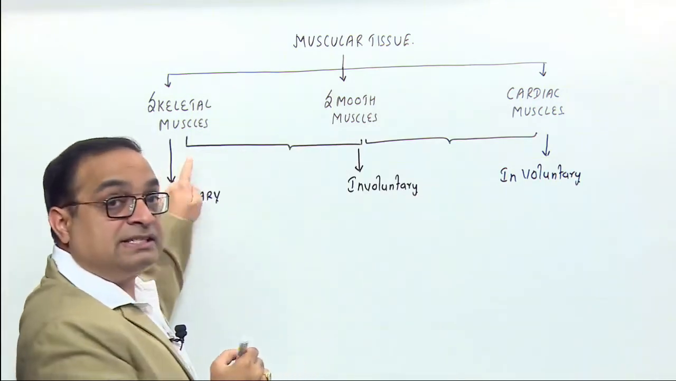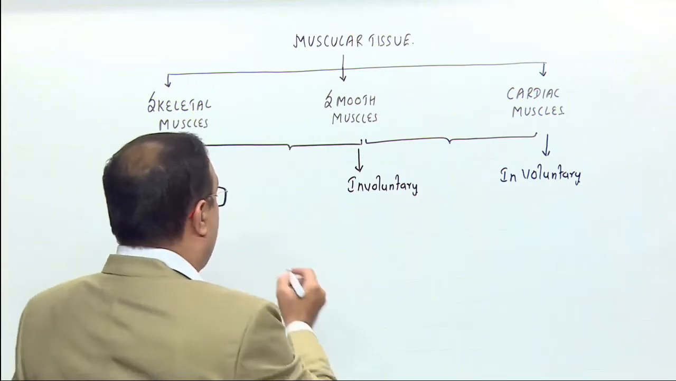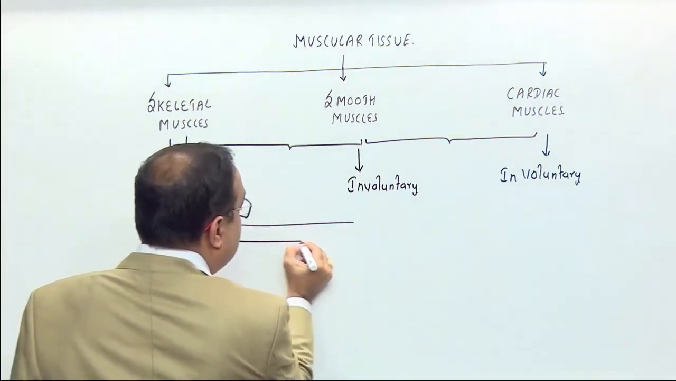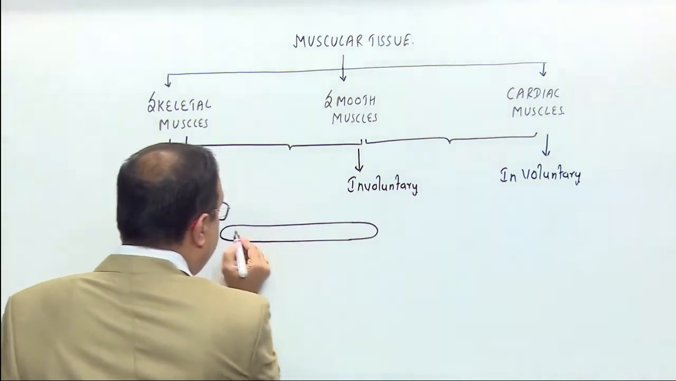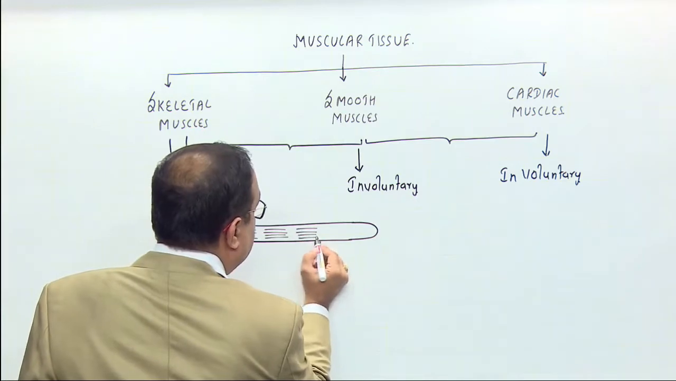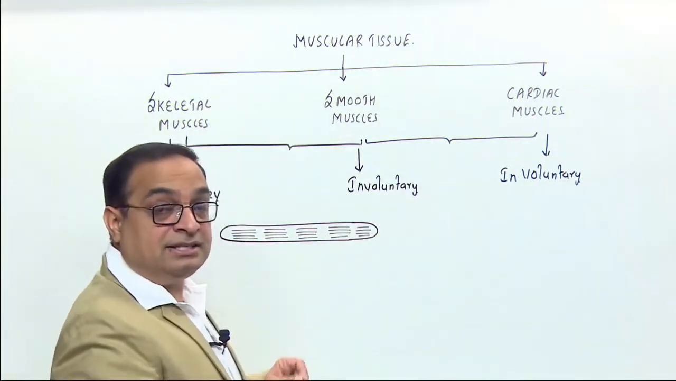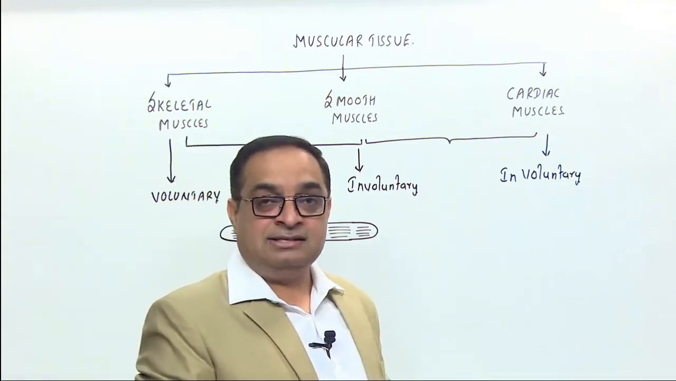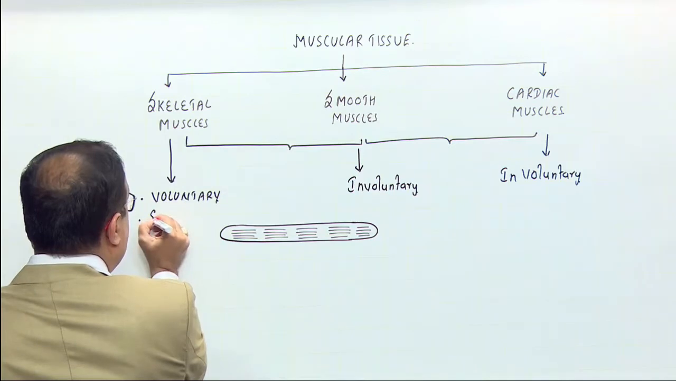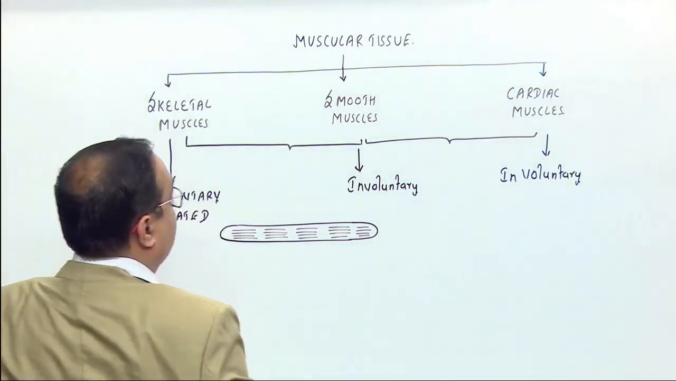When you observe skeletal muscles under a simple microscope, you find alternate light and dark bands. So this is one skeletal muscle fiber. You find alternate light and dark bands. That is the reason that we call skeletal muscles striated. So skeletal muscles are voluntary, they are striated.